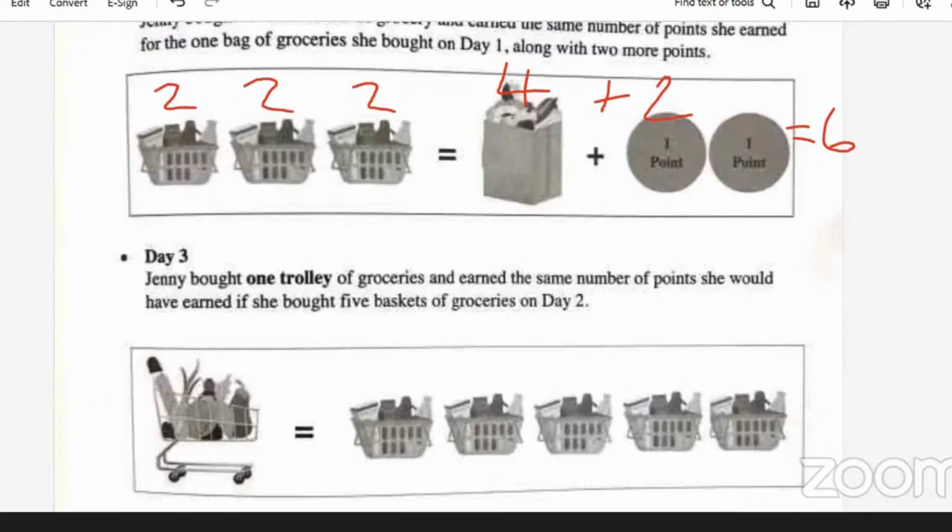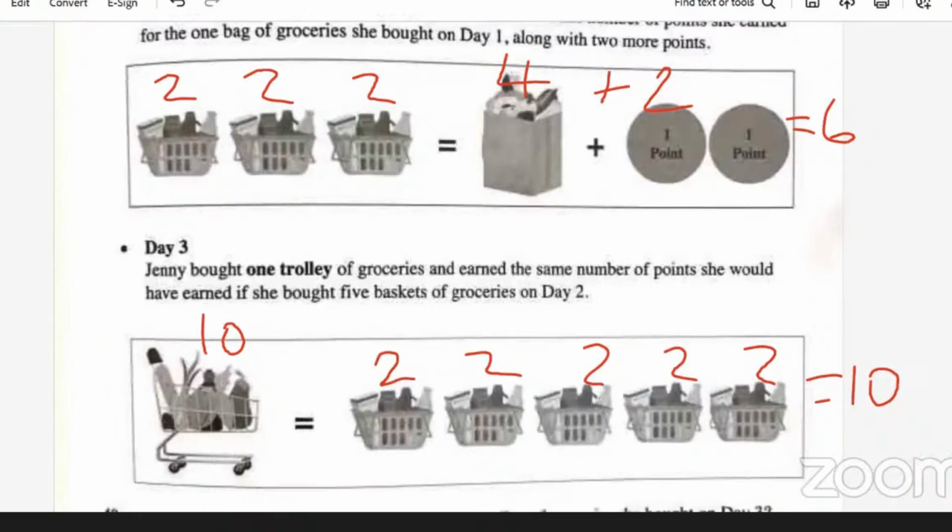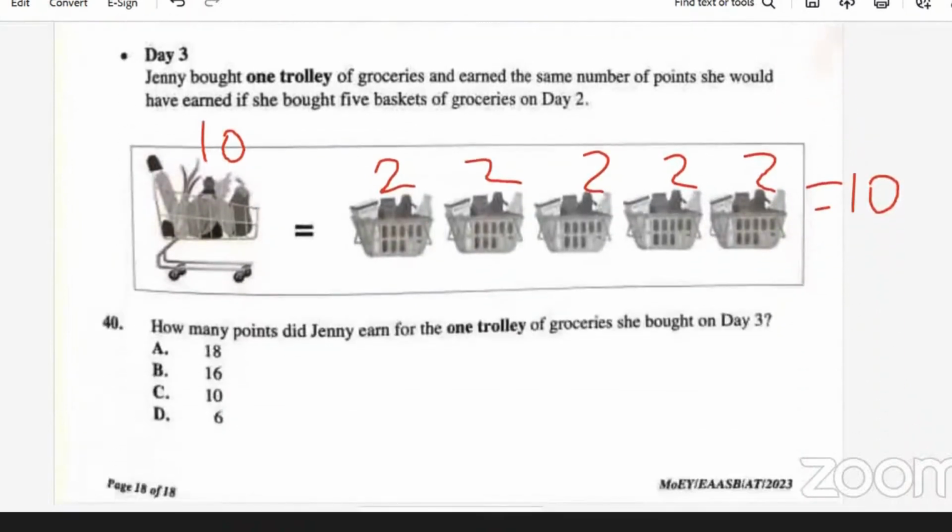So remember, each basket is 2 points based on our calculations. So that would be an equal to 10. So this would be 10 as well, right? Because each of those baskets pretty much would be 2 points. All right, so how many points did, oh, so I pretty much answered the question already. So how many points did Jenny earn for 1 trolley of groceries she brought on day 3? That would have been 10, since it's equal to 5 baskets and each basket is 2. So the answer for question 40 is C.